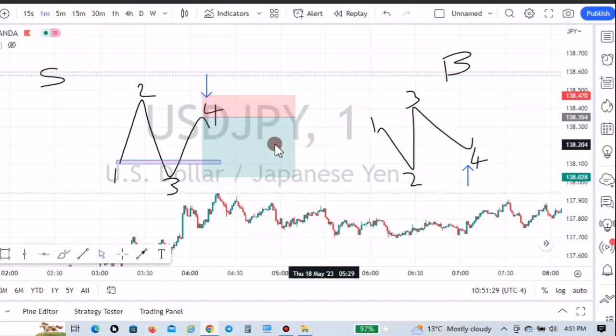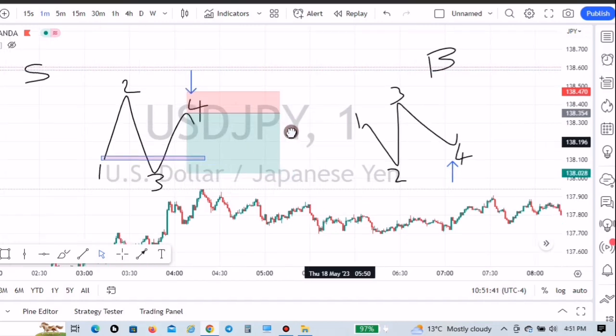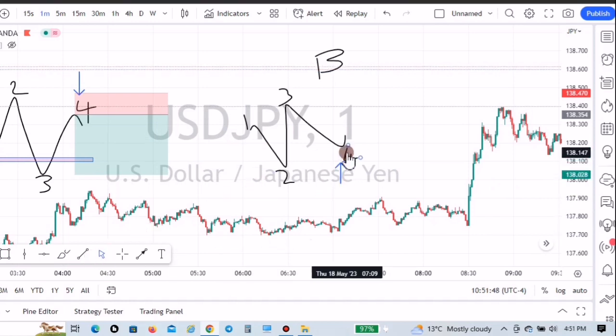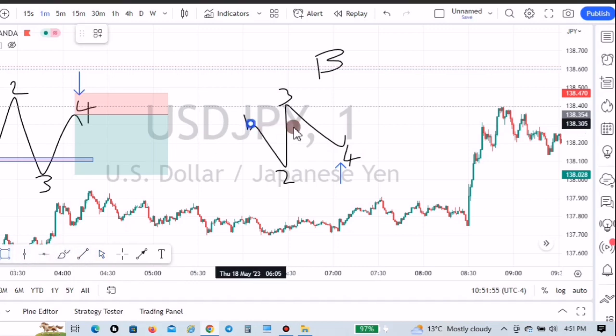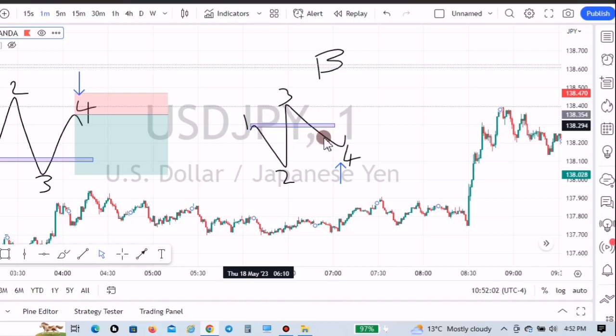So this is what you do. If number 3 has closed below number 1, you take the sell trade. You put your stop loss at number 2, you put your take profit at number 3. Let's look at a buy setup example. For you to buy at number 4, number 3 should have closed above number 1 like this. Once you see that number 3 has closed above number 1, you can take the buy trade.